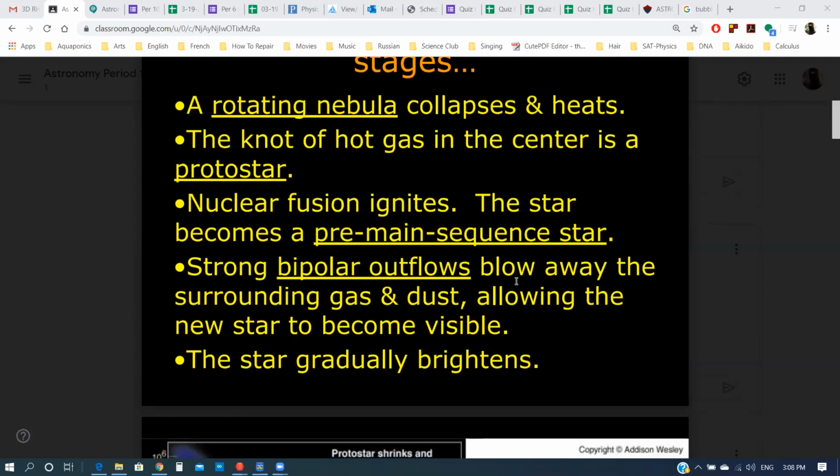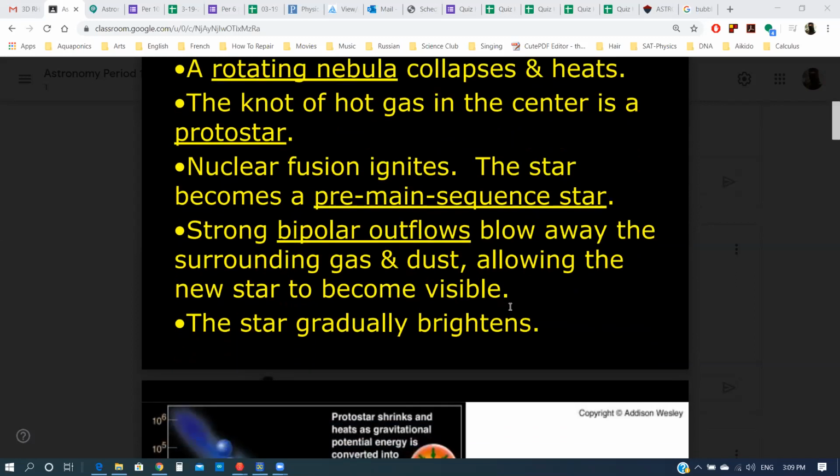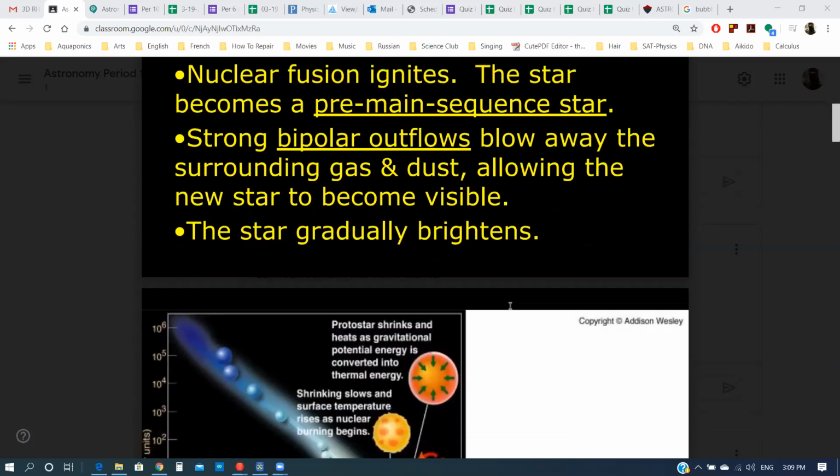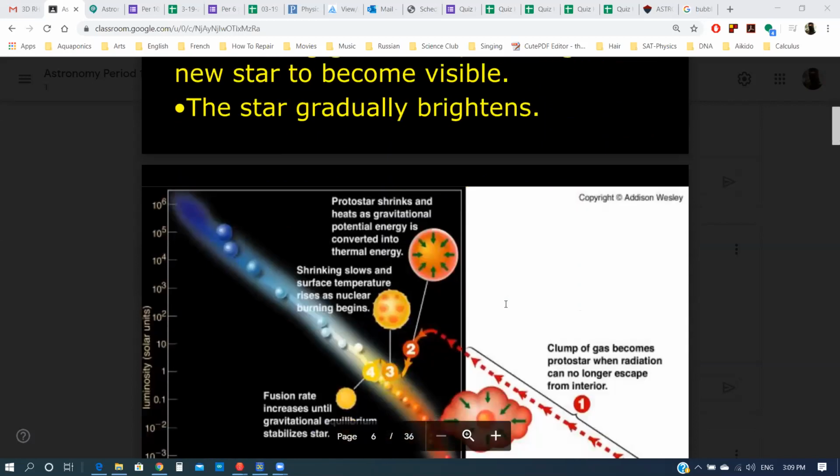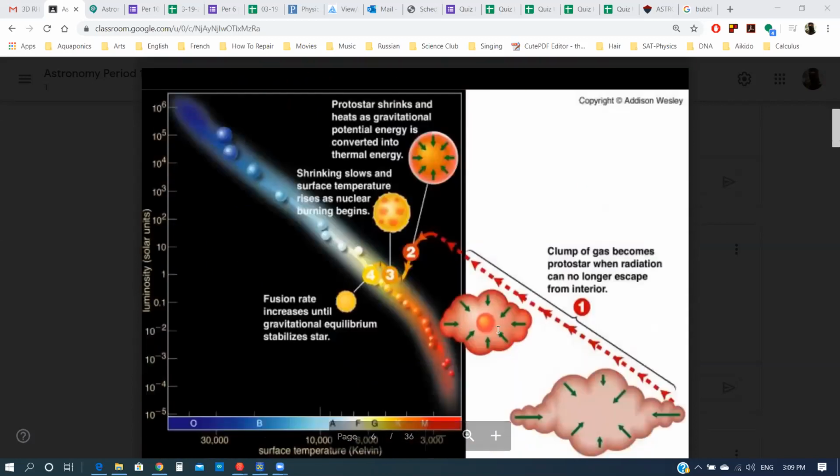Once the star clears its surroundings, blows away the gas and the dust, or planets form and then clear the surroundings in the accretion disk, then the star will become clearly visible. It is still not quite there yet. It will continue shrinking and brightening, and eventually it will reach the main sequence. So the slide that shows the HR diagram shows you a cloud shrinking, forming a protostar, then a pre-main sequence star, and finally reaching the main sequence.